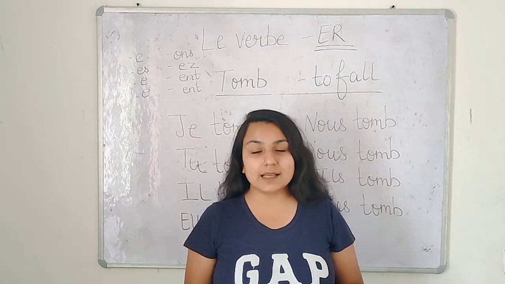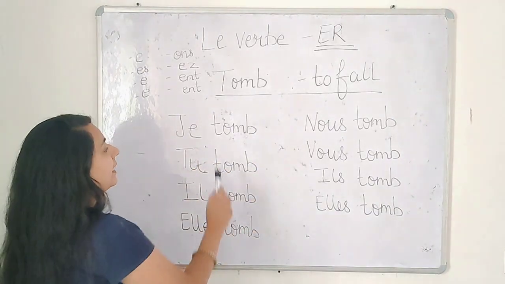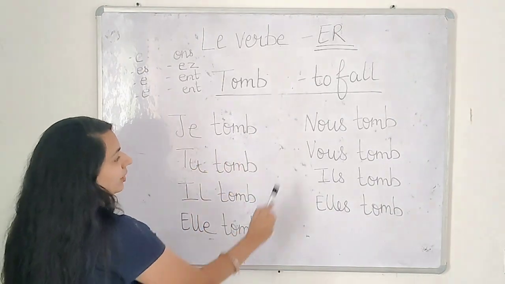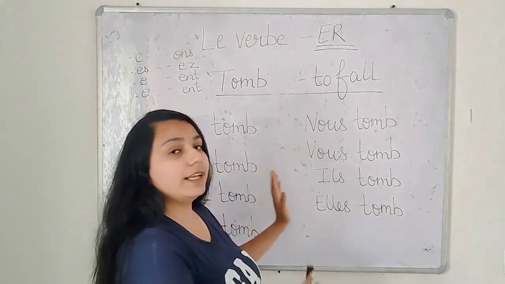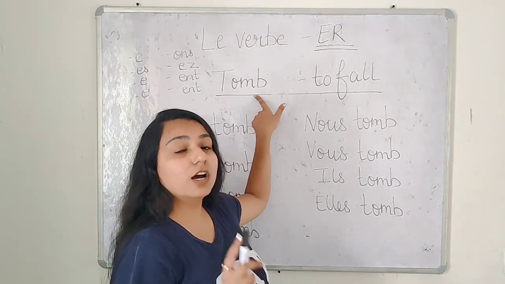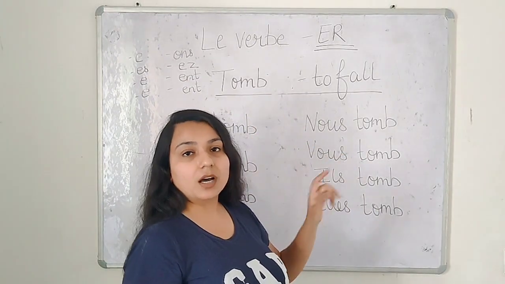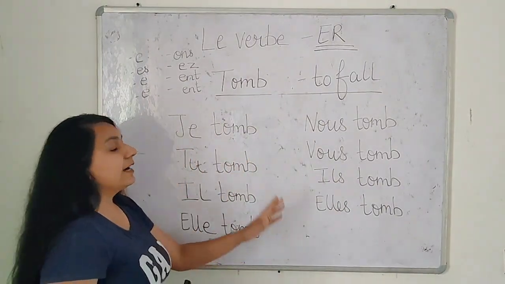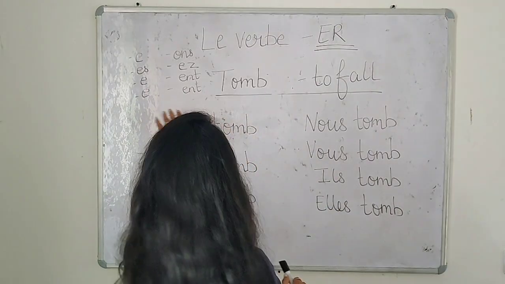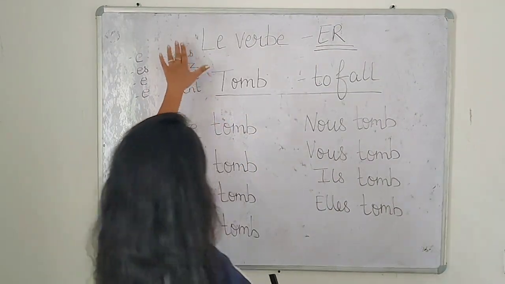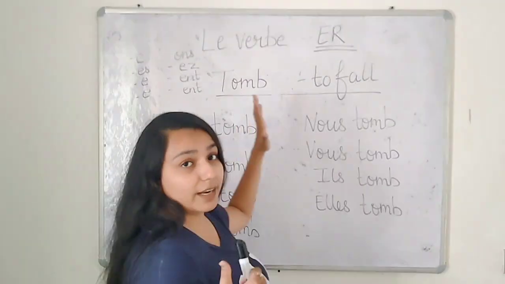Now we will write this stem with all the pronouns. I have already written pronouns over here and I have already written TOMB with all the pronouns. So you will also do the same thing. You will write all the pronouns and then you will write the stem that we found out after removing the ER. You will write that with all the pronouns. After that, we will follow the last step, that was to add the endings. And the endings, for your benefit, I have written over here. So you can see over here because I know you don't know the endings right now.